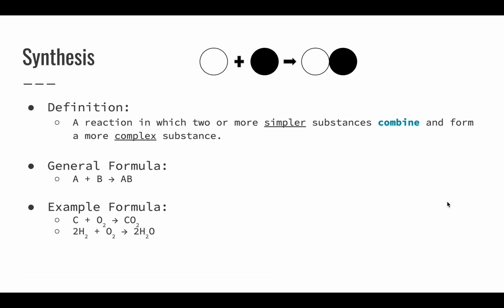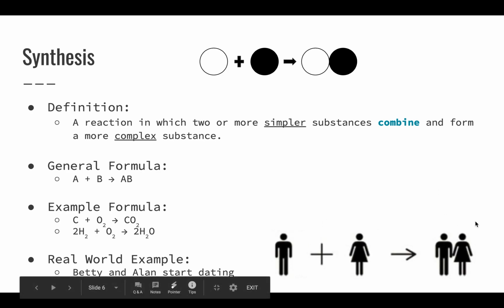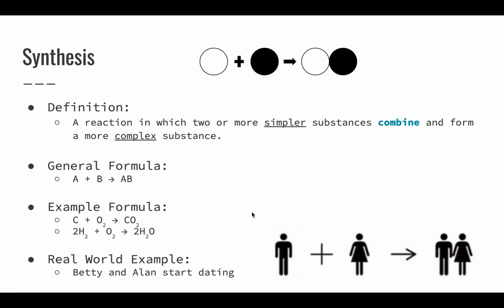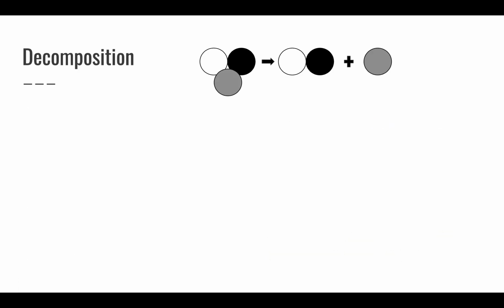Okay, if that doesn't get it across, we can also think of it as a real world example, all right? And we're going to go with the story that Betty and Alan have started dating. Here's Alan, here's Betty, now they're dating. They were single beforehand, now they're together. So synthesis is the joining of two single things. Okay? Decomposition is going to be the opposite of that.